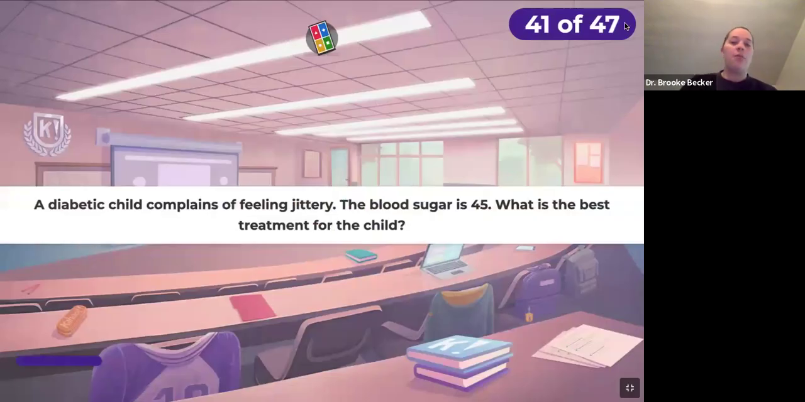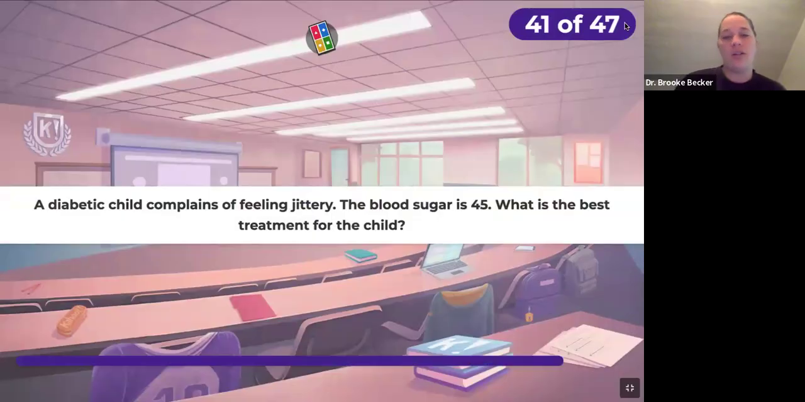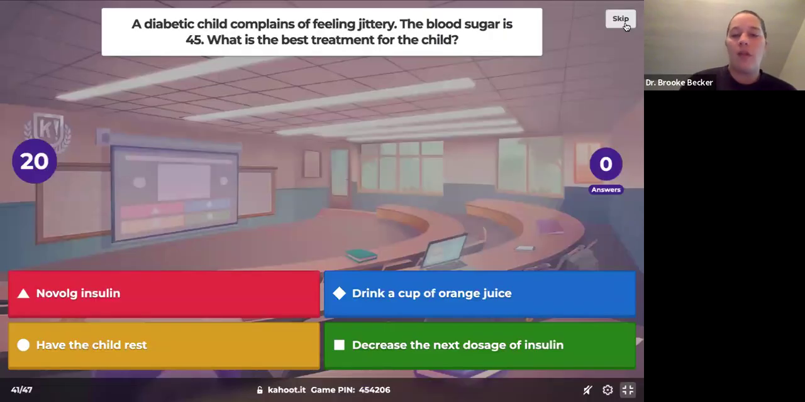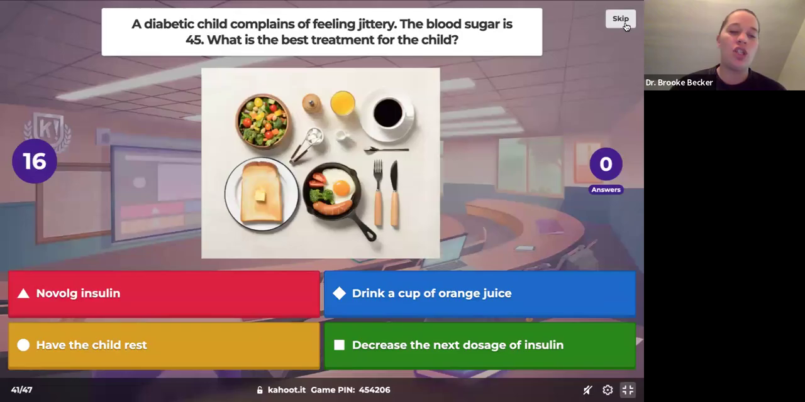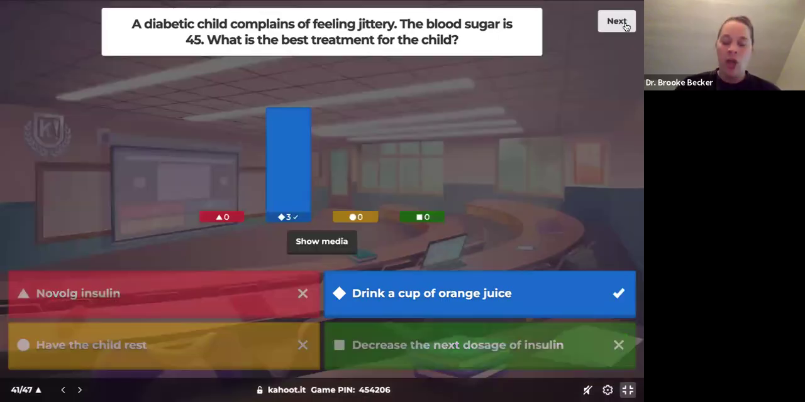Diabetic child complains of feeling jittery. Their blood sugar is 45. What is the best treatment for the child? Novolog insulin, drinking a cup of orange juice, having the child rest, or decrease the next dosage of insulin. Good. Yep, have them drink some orange juice to bump their sugar back up. Good.